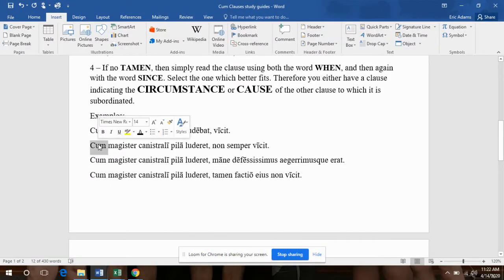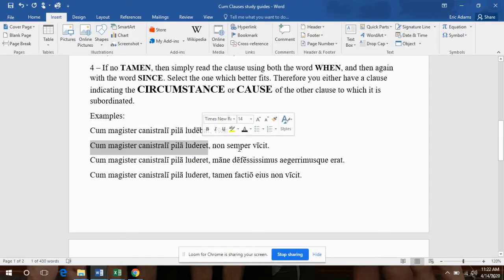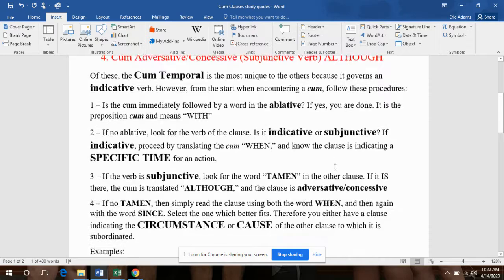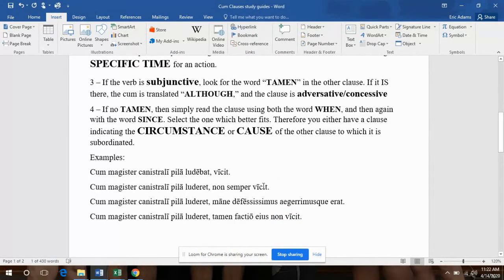So it says, when the teacher played basketball, he did not always win. Since the teacher played basketball, he did not always win. I would argue that when sounds better here, W-H-E-N, because this is not the reason why he did not always win. It instead is giving you the general circumstances. We are not talking about that specific time when, on the baseline, I shot the jumper over the desperately outstretched arms of Sinister. Instead, we are talking about just in general, any point in time when the teacher played basketball, he did not always win.